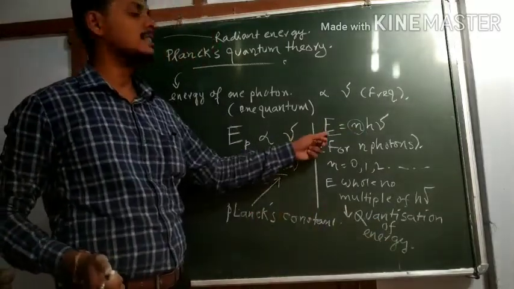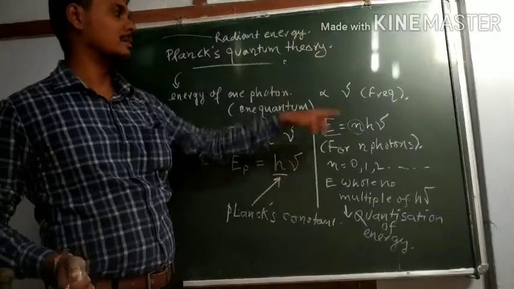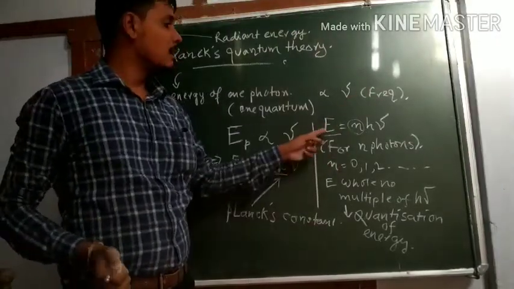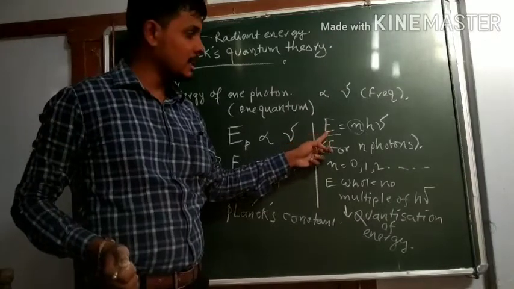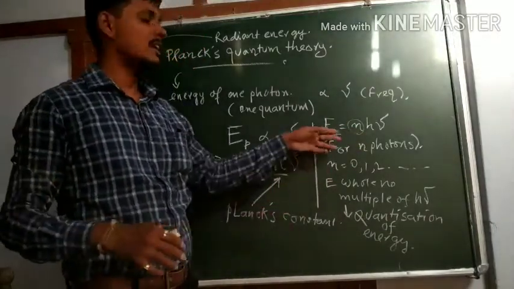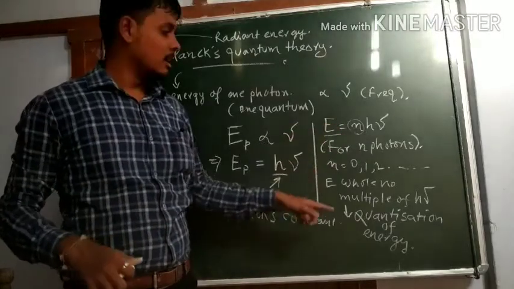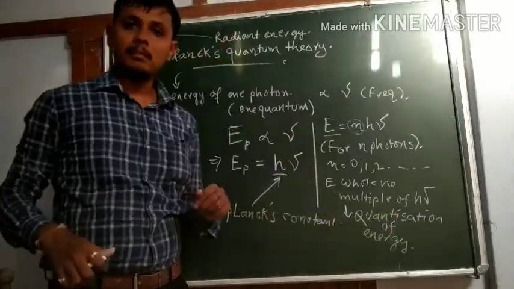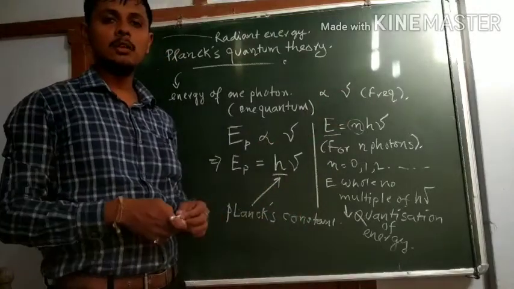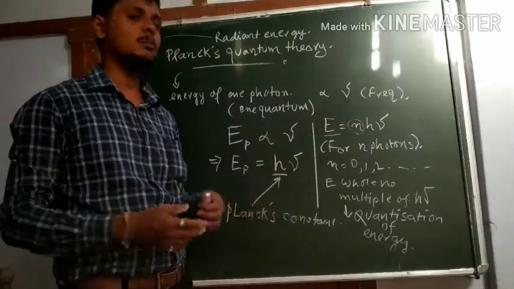If instead of energy we say momentum, then momentum p equals mh, that means momentum is an integral multiple of h nu. Okay, just assuming this, then we would call it quantization of momentum. So a whole number multiple of h nu is quantization of energy.